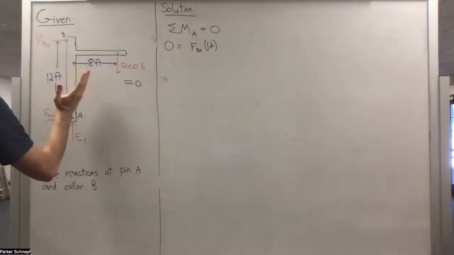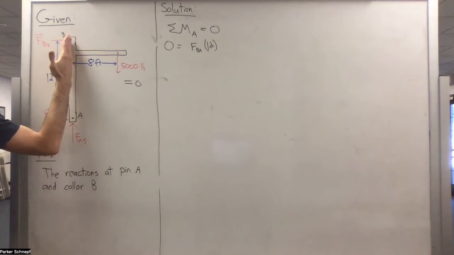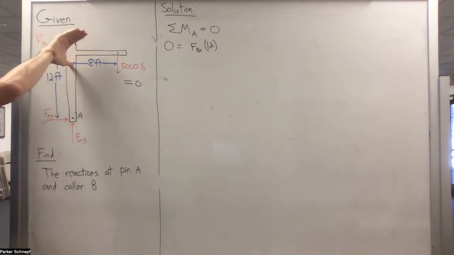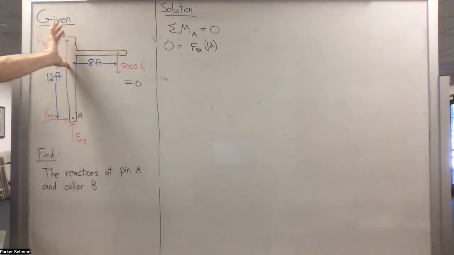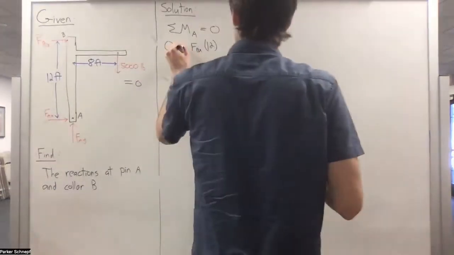So if I use the right-hand rule, I'm going to stick my wrist at point A. I'm going to go towards F_dx. Then my fingers have to point in the direction that F_dx points, which is going to be that way. When I do that, my thumb points into the board, and I can see that would cause a negative, a clockwise twist, which we count as negative. So negative.